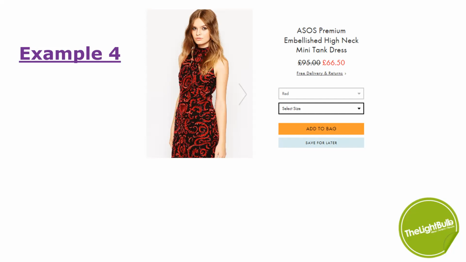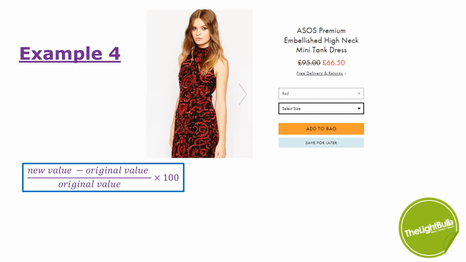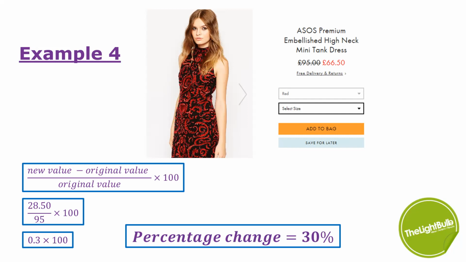Okay, so once again, the difference divided by the original value, which gives us £28.50, divided by 95 times 100, and that gives us 0.3 times 100, which is 30%. That's the value of the percentage change in that example.